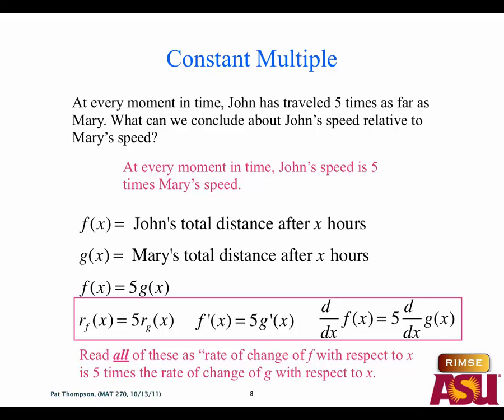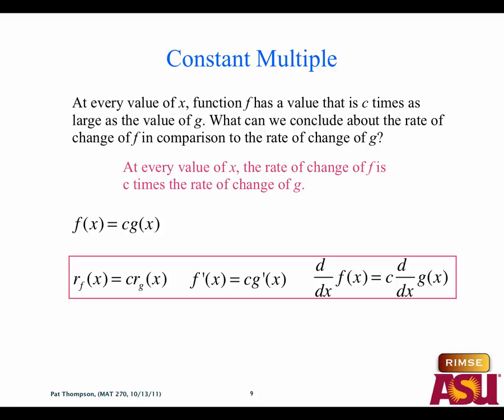Okay, so this was more of an example of constant multiple with distance and speed and time, but the constant multiple principle applies to any functions. So that would look like this. In any value of x, function f has a value that's c times as large as the value of g. Therefore, the rate of change of f is c times the rate of change of g. That's now just the general version of the constant multiple rule.